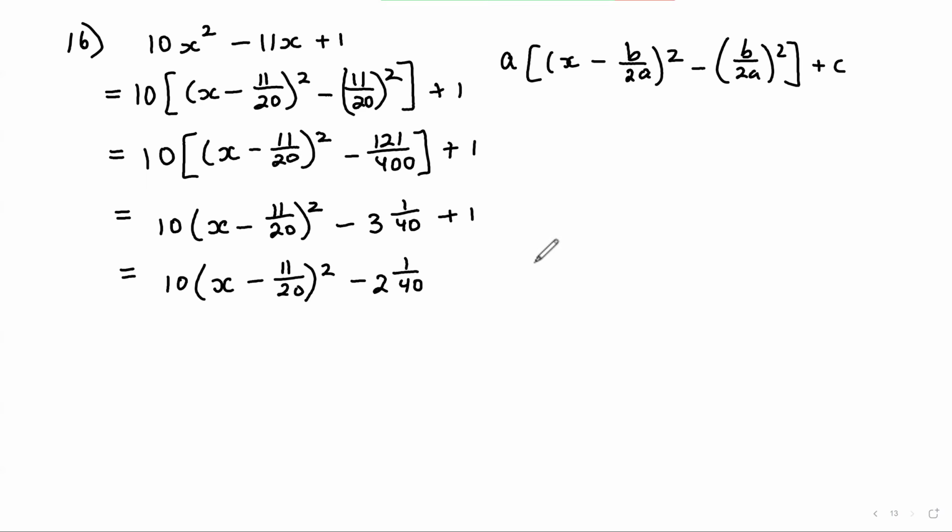Okay, so negative 3 and 1 over 40 plus 1. Can I just leave it as the improper fraction? Yeah, you could leave it as the improper fraction. So what is it? Negative 121 divided by 40 plus 1 is negative 81 over 40. Yes. So 2 times 40 is 80 plus 1, 81 over 40. So same thing.